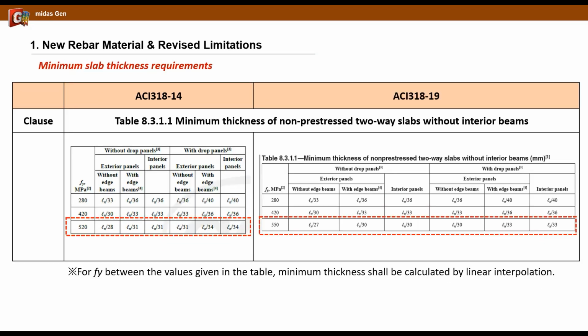ACI 318-19, Table 8.3.1.1 for minimum thickness of non-prestressed two-way slabs without interior beams is revised to include grade 550 reinforcement. This change affects the calculation of minimum slab thickness for Fy exceeding grade 420. The previous code that allowed up to grade 520 was changed to grade 550, and related regulations were modified.